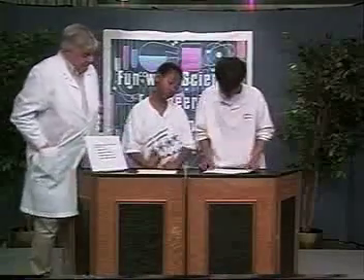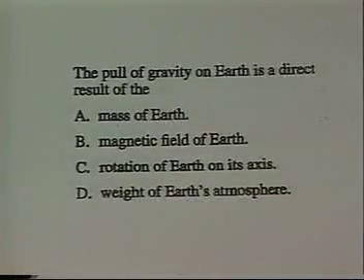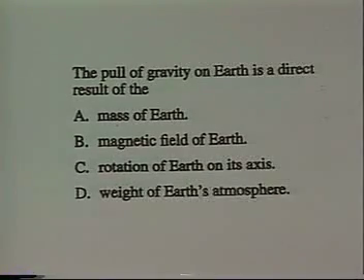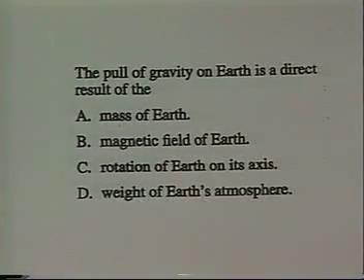The pull of gravity on Earth is a direct result of: A, mass of the Earth; B, magnetic field of Earth; C, rotation of Earth on its axis; D, weight of Earth's atmosphere. All right, gravity, the thing that holds us down to the floor here, keeps us from flying off the Earth out into outer space somewhere. What causes that? Magnetic. Okay, you probably haven't.